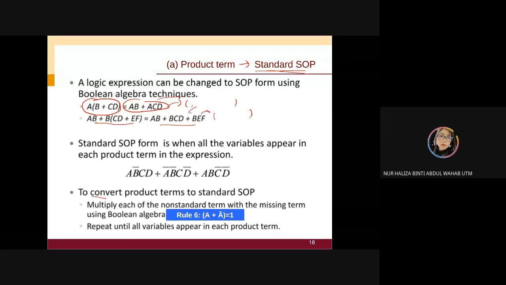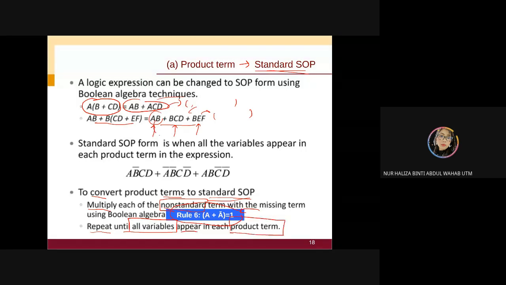To convert product terms to standard SOP, you're going to use these rules: multiply each non-standard term. So this is non-standard, this is non-standard, this is non-standard, to be a standard SOP. How to make it standard? You're going to multiply with rule number 6. You need to repeat until all variables appear in each product term.